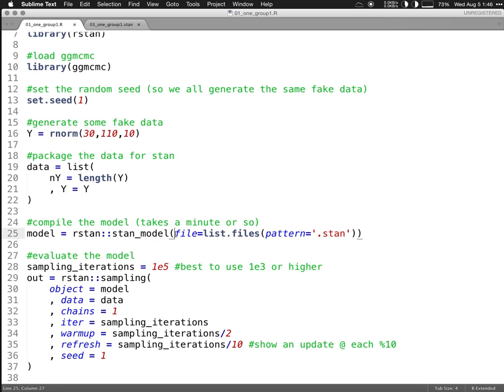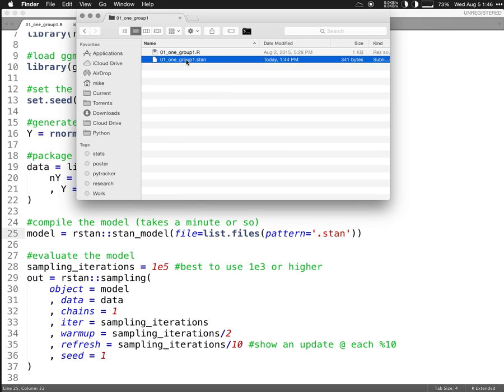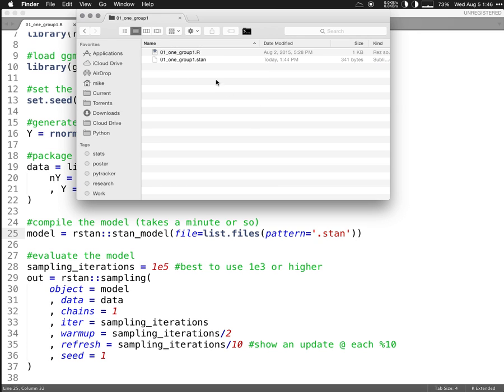All right, so we're going to call the stan_model function, and it asks for a series of arguments. The critical one is the file. We have to tell it to use this file here, one group, one stan. But to make it easier across all of these different folders that I was creating with different files named different things, I made it so the only file named .stan in this folder is the one that I intend on compiling for each folder.